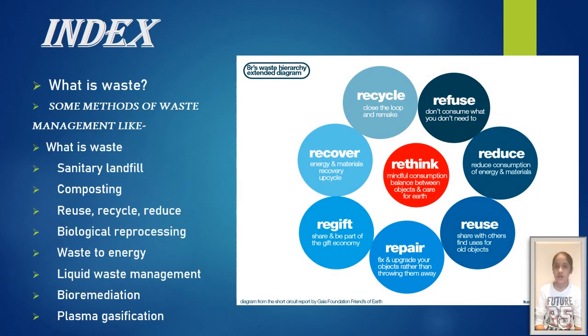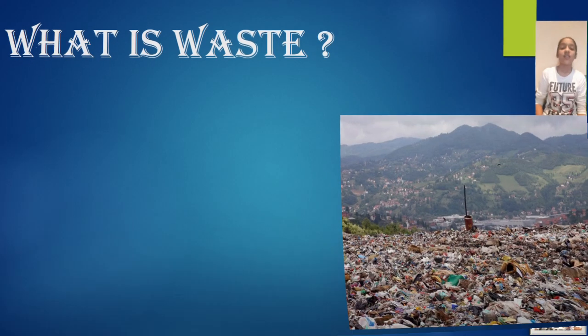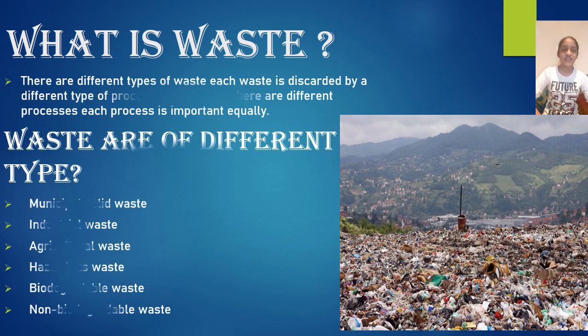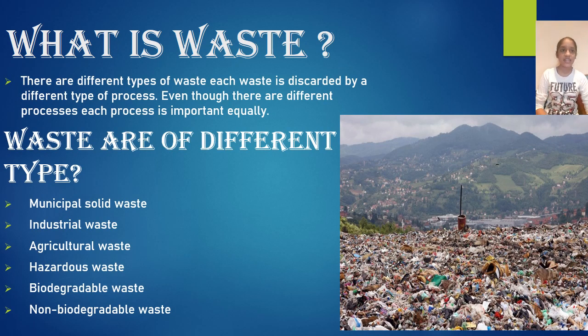So here are some points I will be talking about in my presentation. What is waste? Waste are unwanted material which are discarded after an important use. There are different types of waste. Each waste is discarded by different type of process. Even though there are different processes, each process is important equally. What are different types of waste? Municipal solid waste, industrial waste, agricultural waste, hazardous waste, biodegradable waste, and non-biodegradable waste.